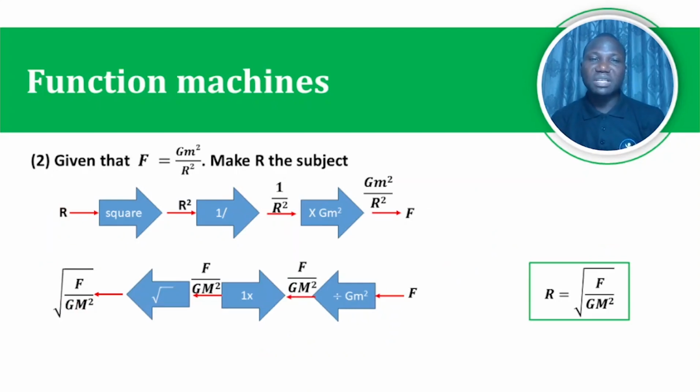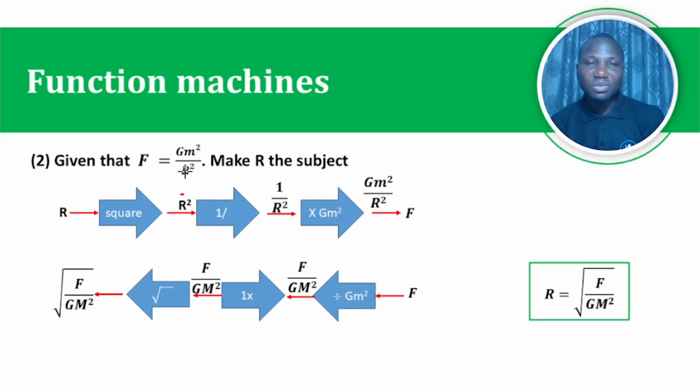Example 2. Given that f is equal to gm squared over r squared, make r the subject. Here again, f is the output, r is going to be our input. So r goes into the first machine. Now look at the r. You can see clearly here that the r has been squared. That means that the function of this first machine is to square the r that is coming into it. Therefore, what will come out of the machine will be r squared.